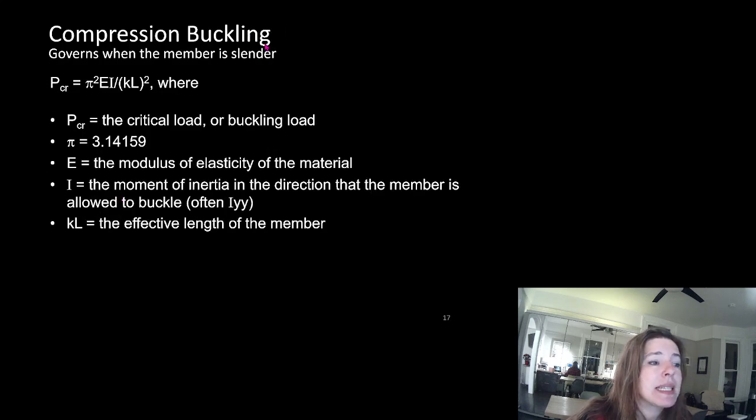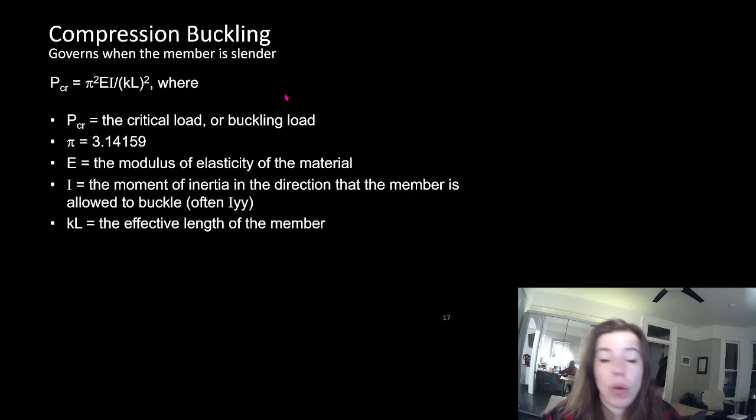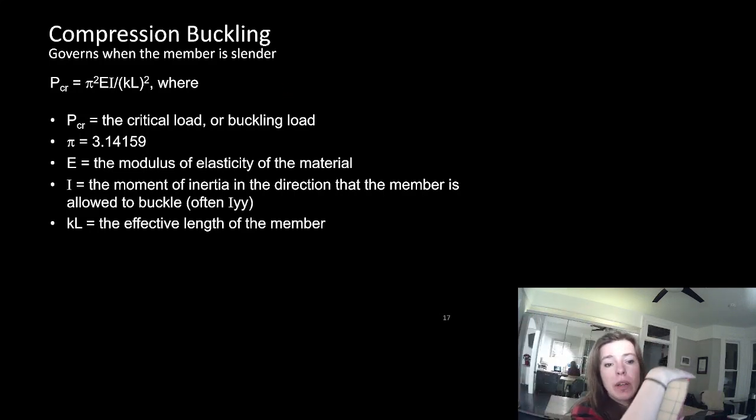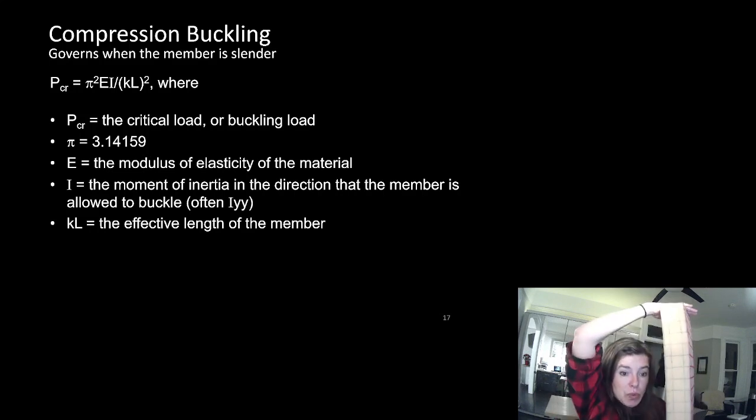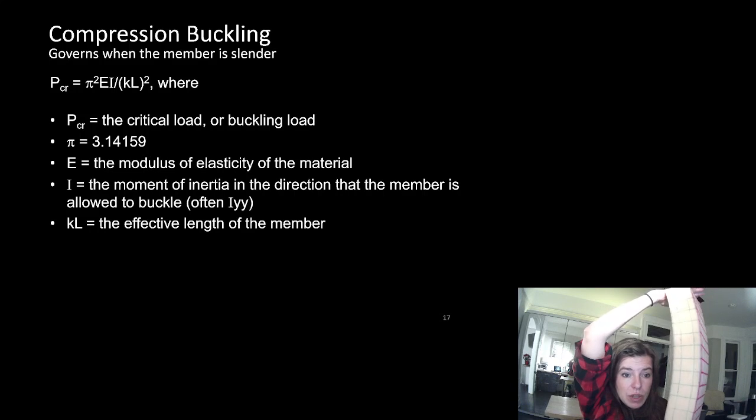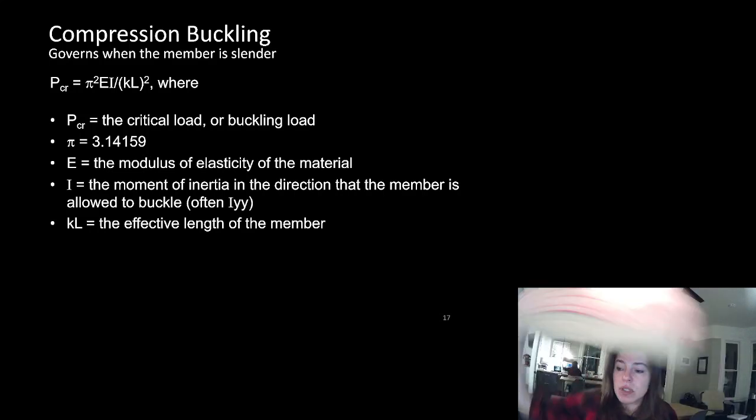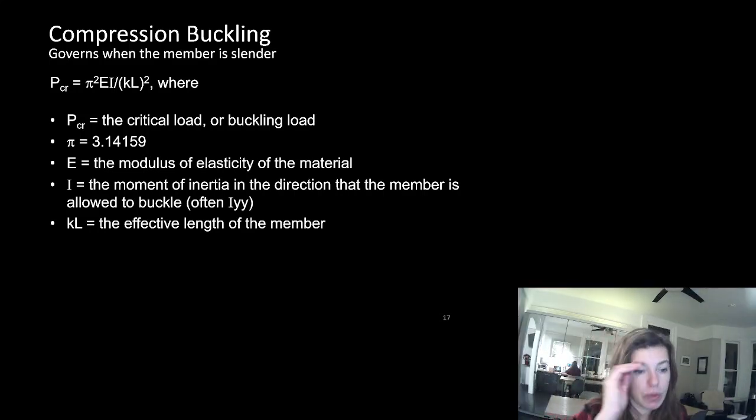When it's slender, so that was when it was short. When it was short, we had a cross-sectional area and it tried to squash. When it was really tall, there's a load where it tries to buckle. So we have a critical buckling load. Even a squashed member or a stocky member would buckle, but it's kind of irrelevant because it squashes first. So there is a value where our element would buckle.